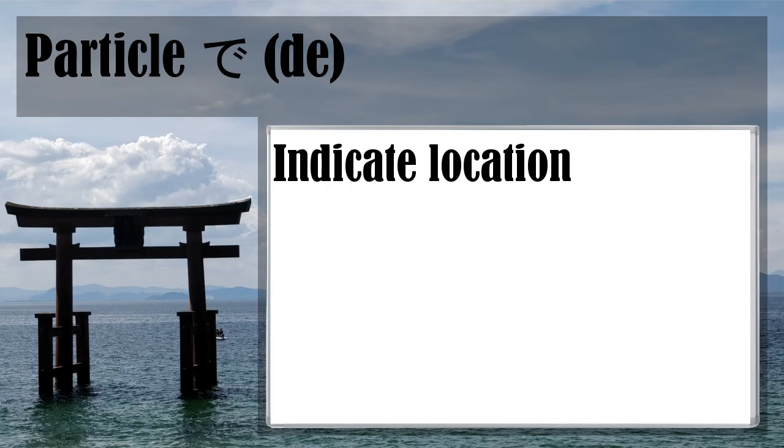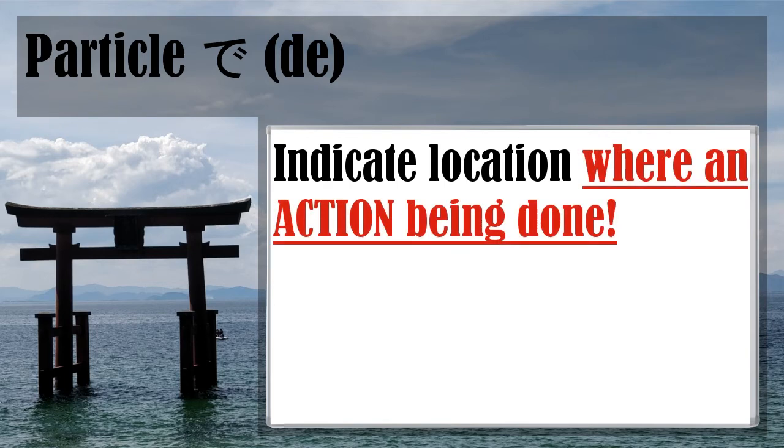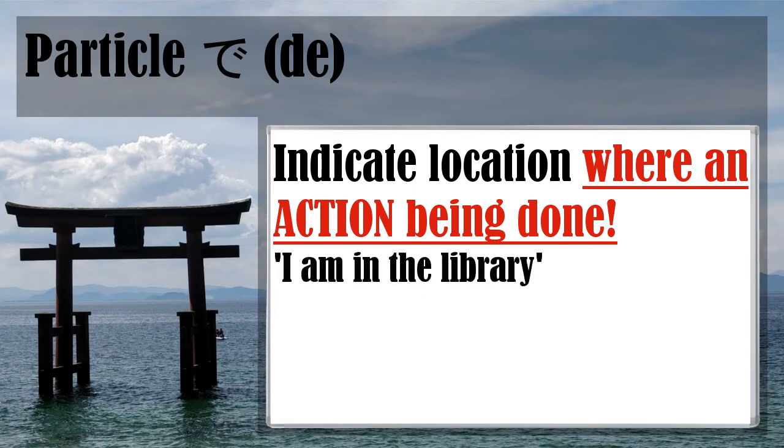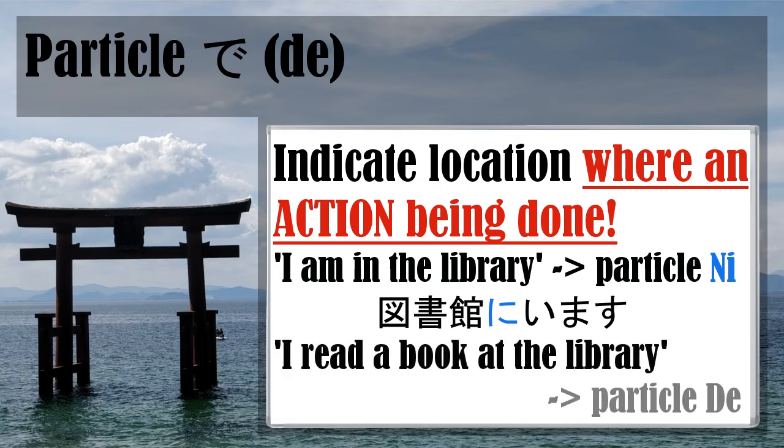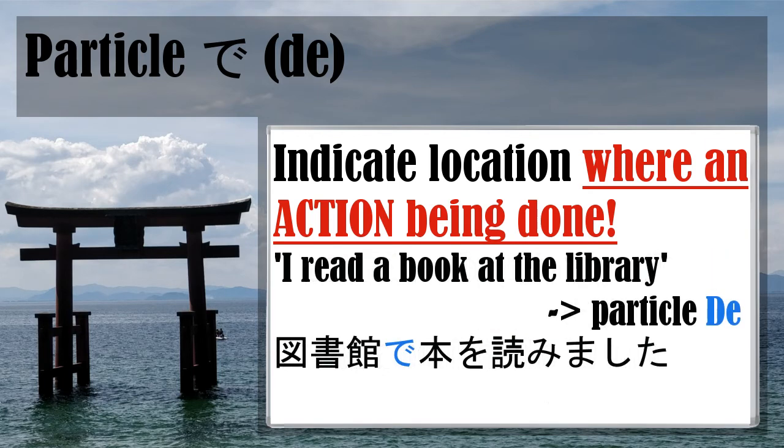The particle de, on the other hand, is a little different from the particle ni that we just saw. Although it indicates a location as well, it actually signifies a location where an action is being done. So where you say, I am in the library, you would use the particle ni, like just now, toshokan ni imasu. But when you want to say, I read a book at the library, you have to use de behind the location, being the library in this case. So you would have to make a sentence like, toshokan de hon o yomimashita. Do you see the difference?